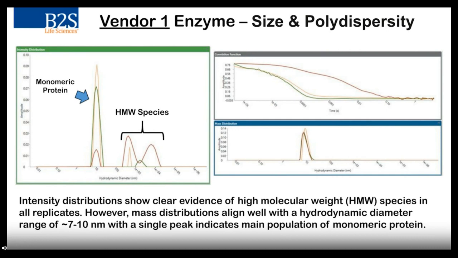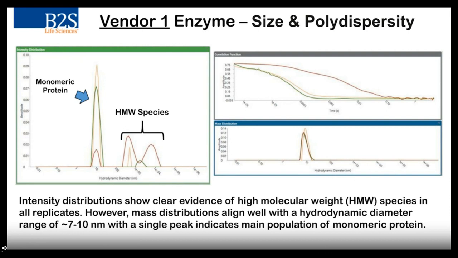So moving into the data analysis portion of this case study, we first analyzed the vendor 1 enzyme using the size and polydispersity method on the Uncle platform. This is a dynamic light scattering method, so DLS, and this generates 3 plots in our configuration. So on the left, you have the intensity distribution, which gives you the hydrodynamic diameter that Kevin introduced earlier, and the amplitude on the y-axis.